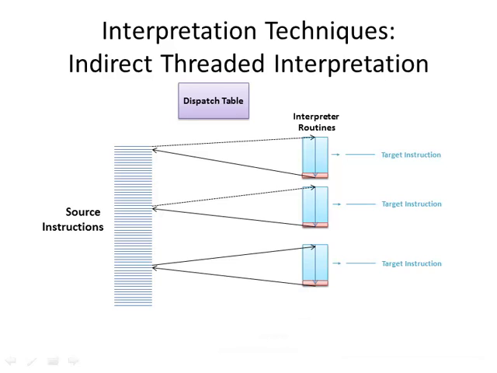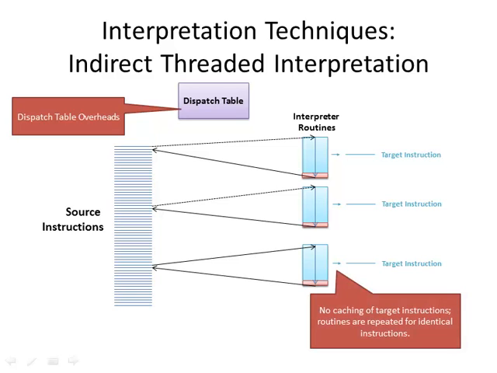However, there are overheads in this technique. The dispatch table still requires a lookup and a branch instruction. In addition, there is no caching of these target instructions, so the entire interpretation routine is repeated for every identical instruction in the source.